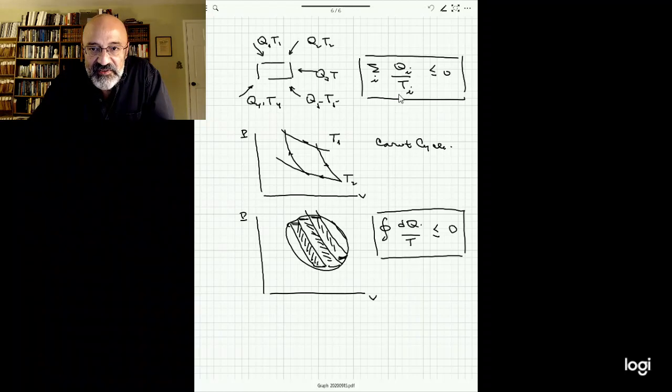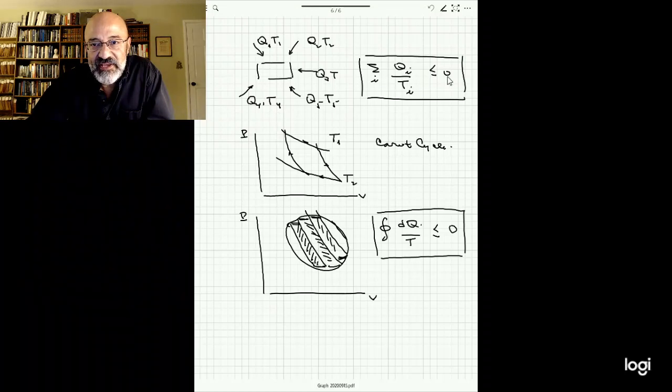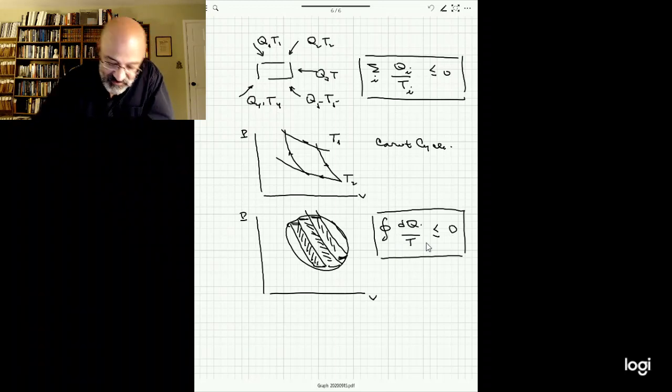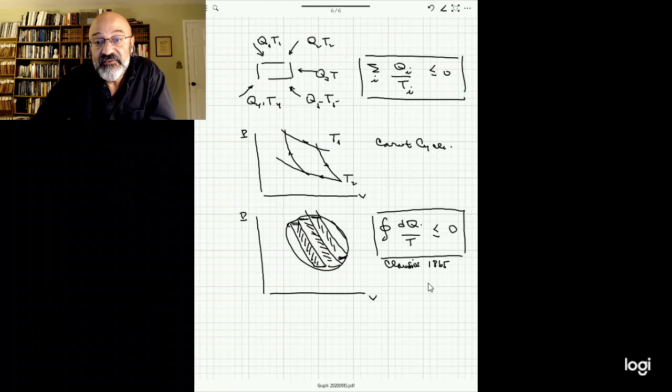The person who wrote this expression here naturally was Kelvin. He also generalized it to more complicated cycles like that. And it took yet another 10 years or so. Let me see this. I believe this was like 1865 when Clausius realized that by writing these expressions in the continuum, he could actually make these calculations go one step further and do something useful.